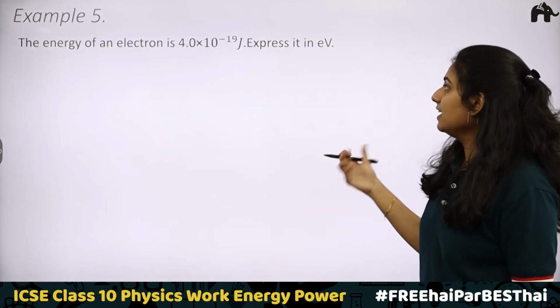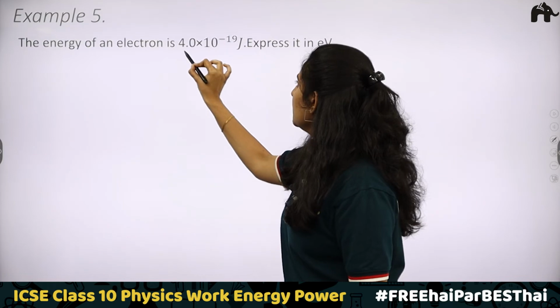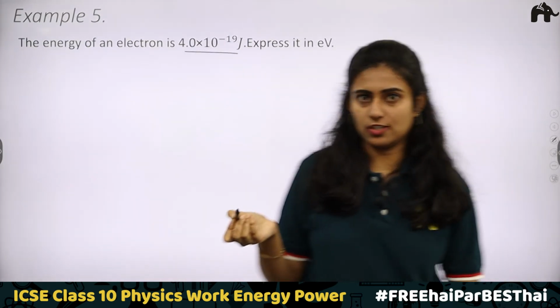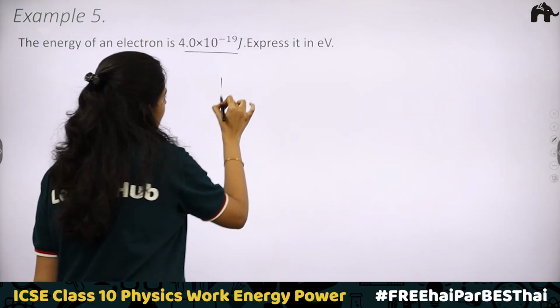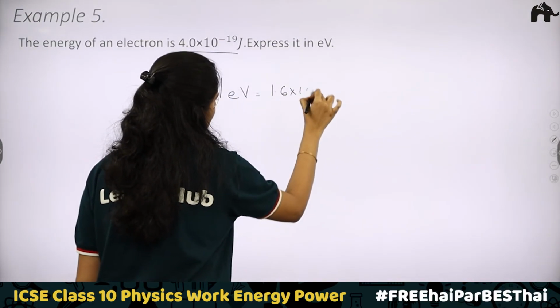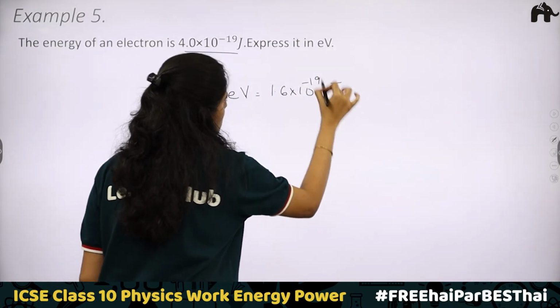The energy of an electron is 4.0 into 10 raised to minus 19 joules. Express it in electron volt. What is the relation? We have 1 electron volt is equal to 1.6 into 10 raised to minus 19 joules.